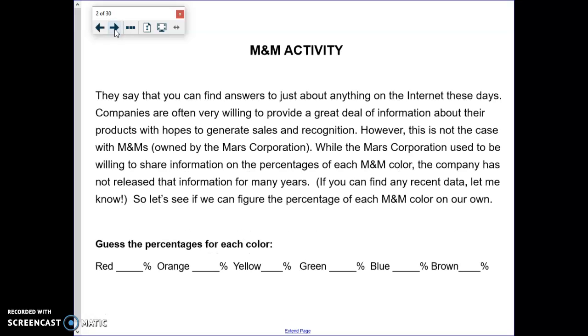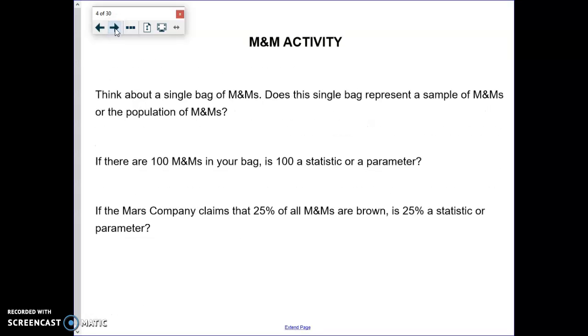Now, normally if we were in class, I would have had you do an activity with M&Ms, and you would have gotten to eat the M&Ms afterwards, but obviously we can't do that. So I'm going to go ahead and skip ahead.